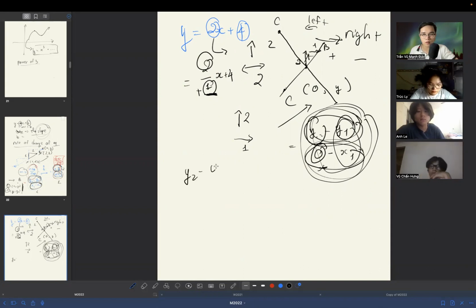It will be the result of this equation: y2 minus y1 over x2 minus x1. You can take any point, and they will result in the same. Because if, say, you take point B, B is to the right, so it has x2 bigger than x1, so this will be positive.